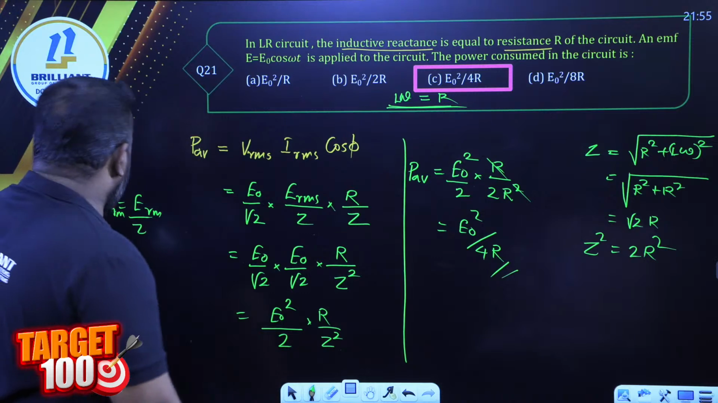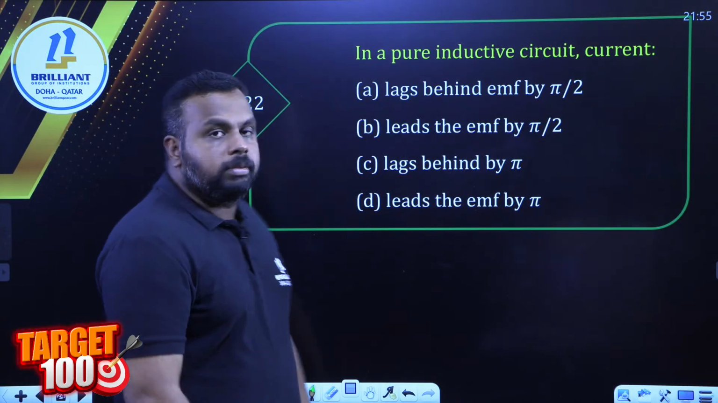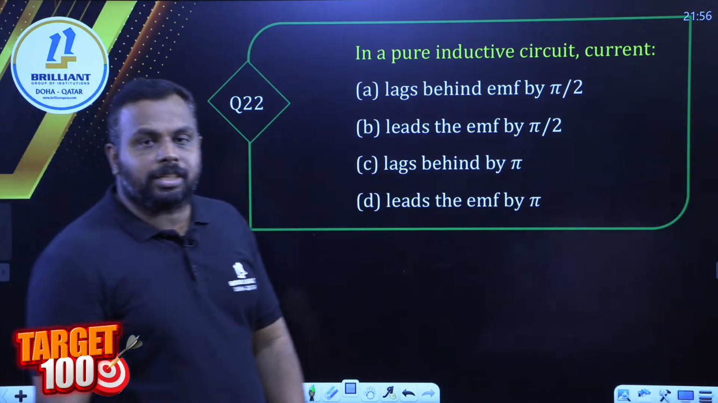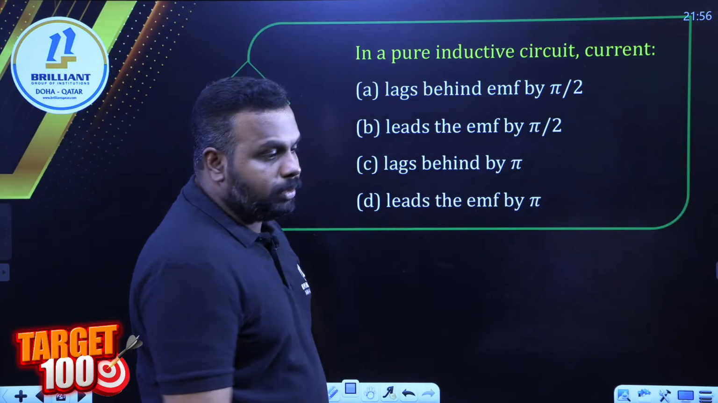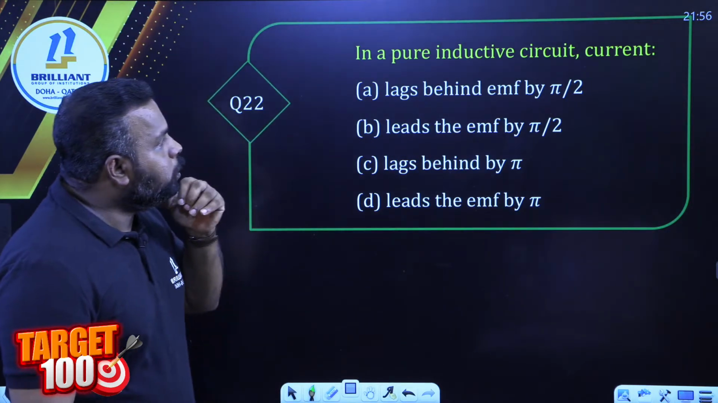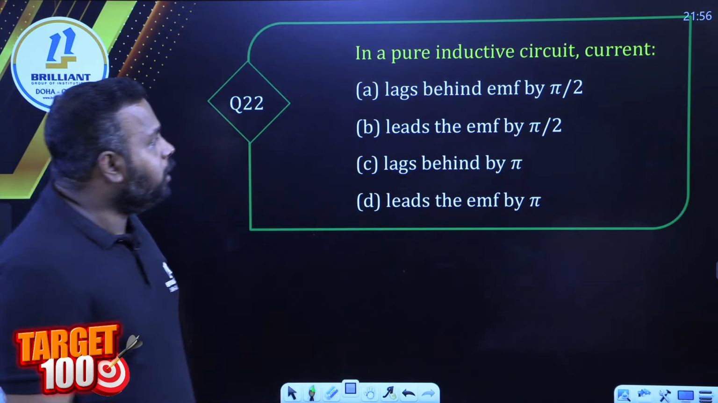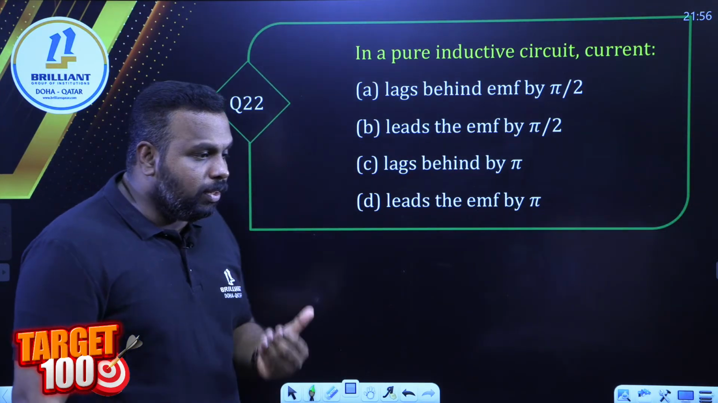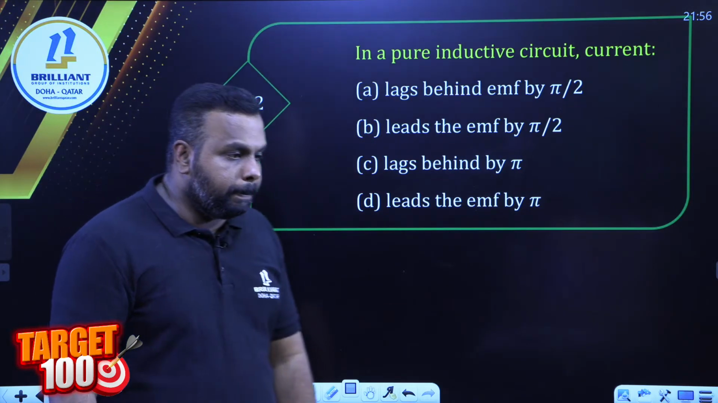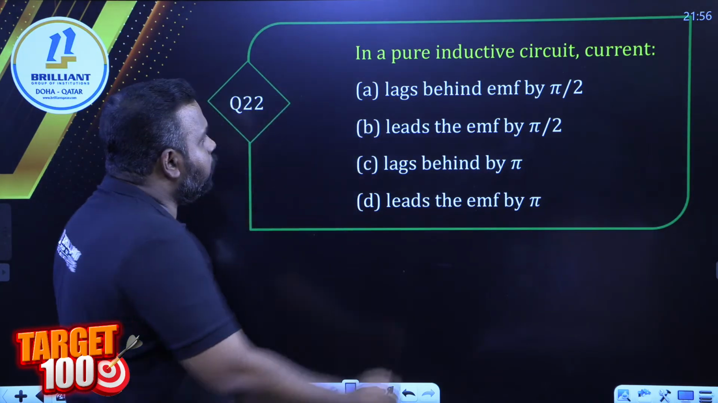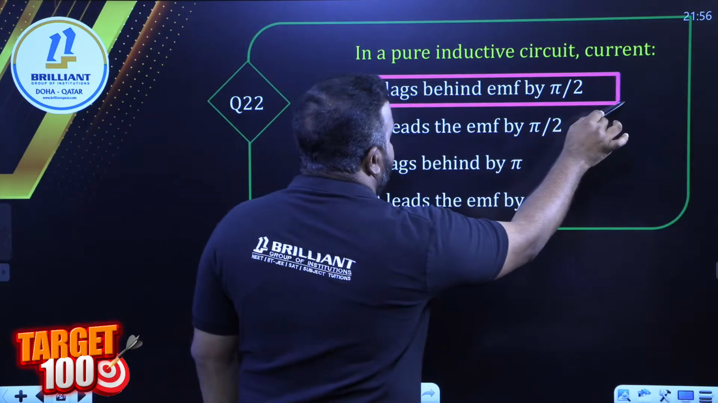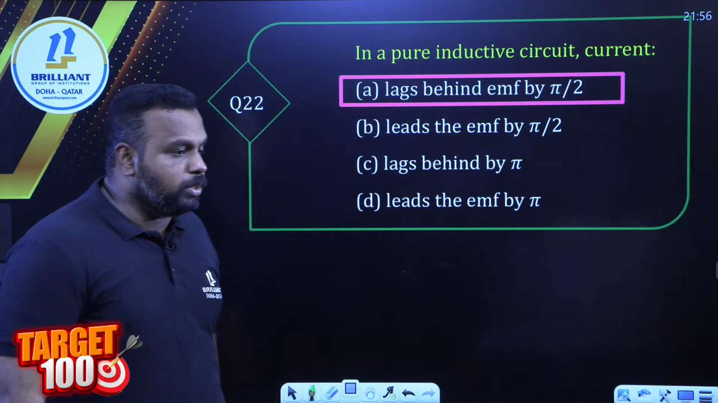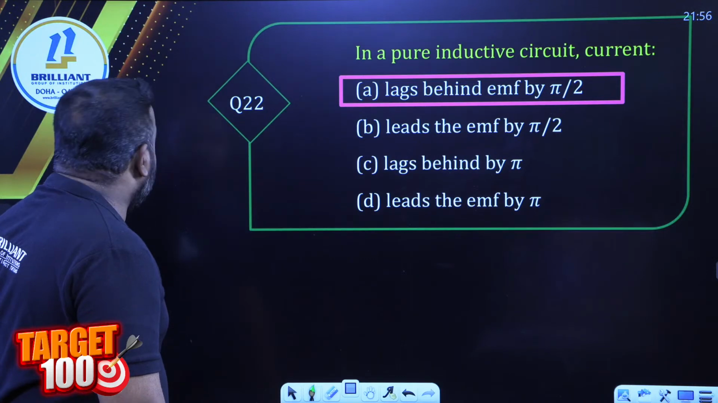Okay, so next question, question number 22. Very simple question. In a pure inductive circuit, current, please quickly, who is leading, who is lagging, you know that very well. In a pure inductive circuit, is current leading or lagging? Yes, very good. Right answer. All are commenting the right answer only. It is option A. Current is lagging behind the EMF by a phase angle of pi by 2. Very simple question. I'm going to the next question.